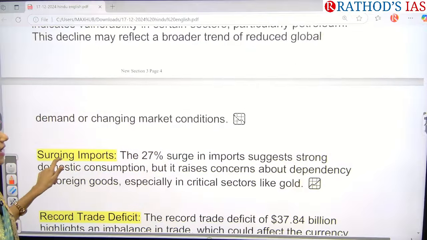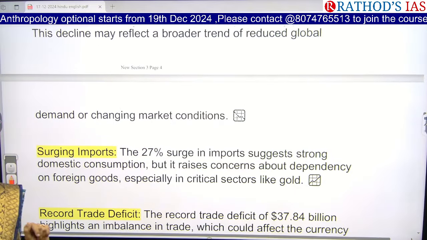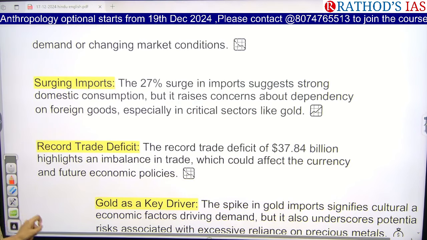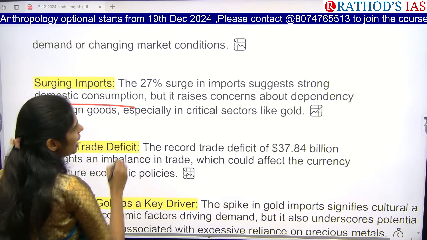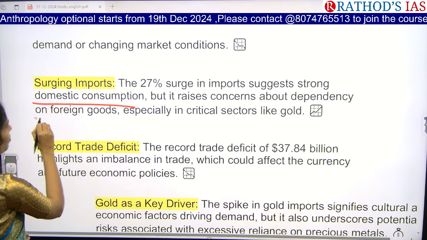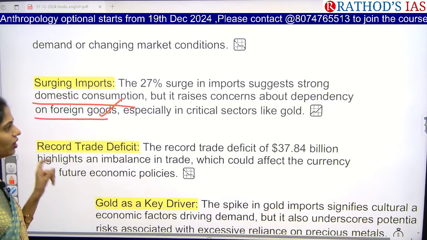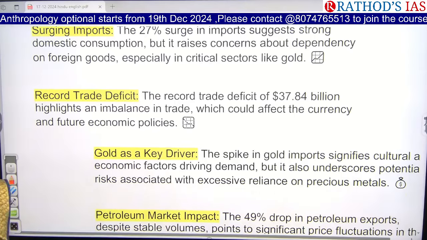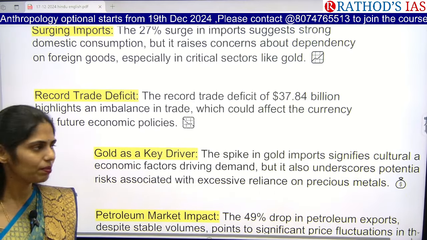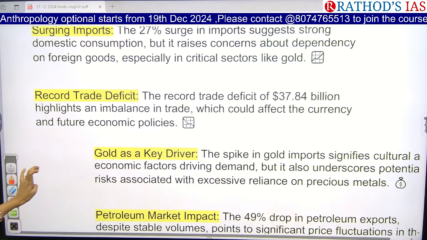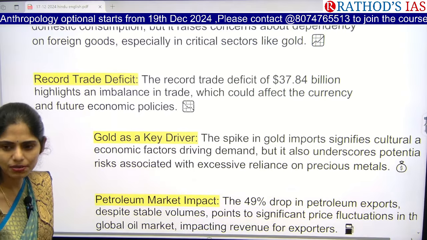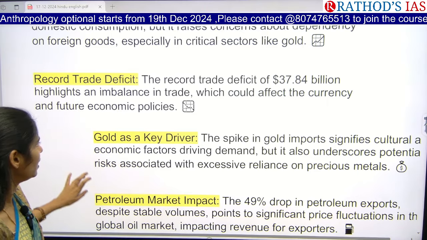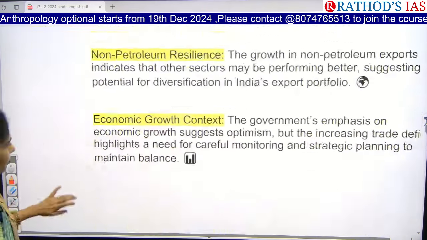And we can understand that there is reduced global demand. And next one here is, there is an increase in imports, especially as strong consumption is happening, and we are even increasing our dependence on foreign goods, especially like gold. And next one here is, because of decreasing exports and increasing imports, obviously there is an increase in trade deficit. Because of this, we must be very careful regarding our future economic policies. Okay, so that is the thing.